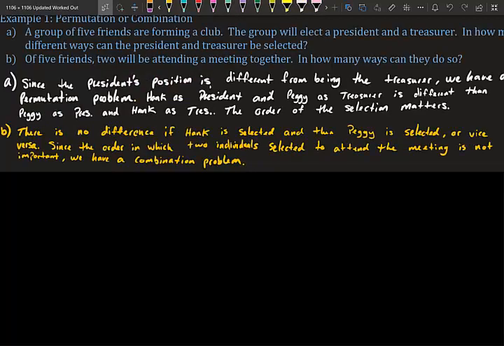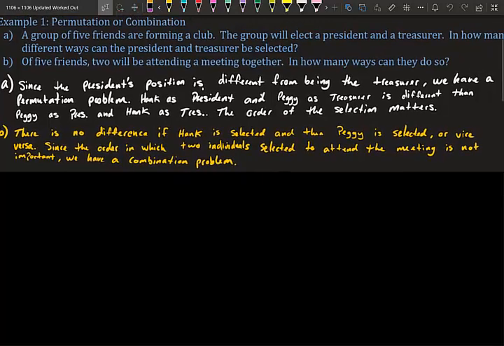For A, since the president's position is different from being the treasurer, because that's what it's asking, we have a permutation problem. Hypothetically, I'm using names here. Hank as a president and Peggy as a treasurer is different than Peggy as a president and Hank as a treasurer. The order of selection matters. So what's important here is that order matters for permutation. Because if I'm president and you're treasurer, that's so different than you being president and me being treasurer.